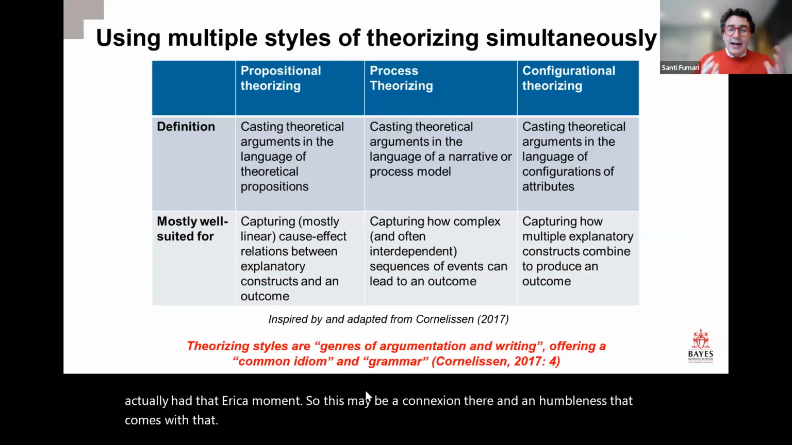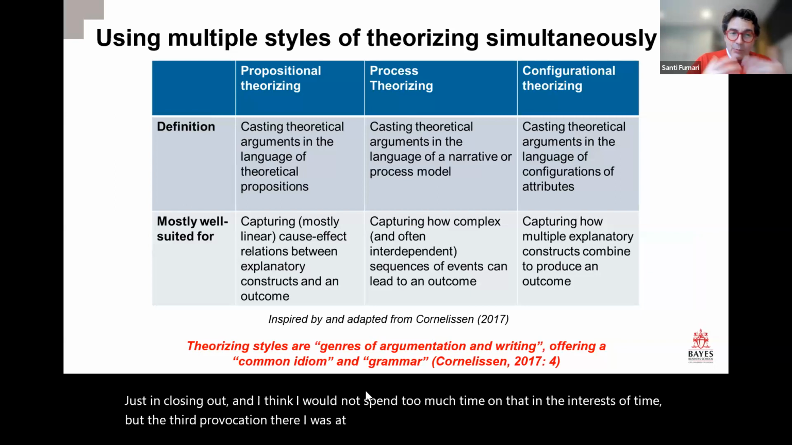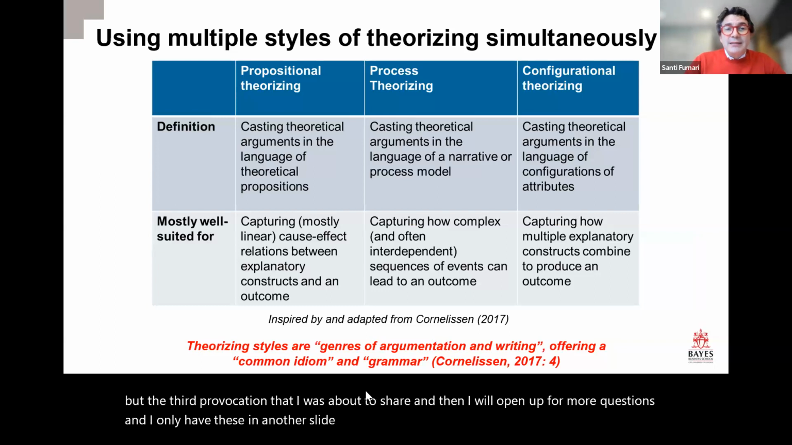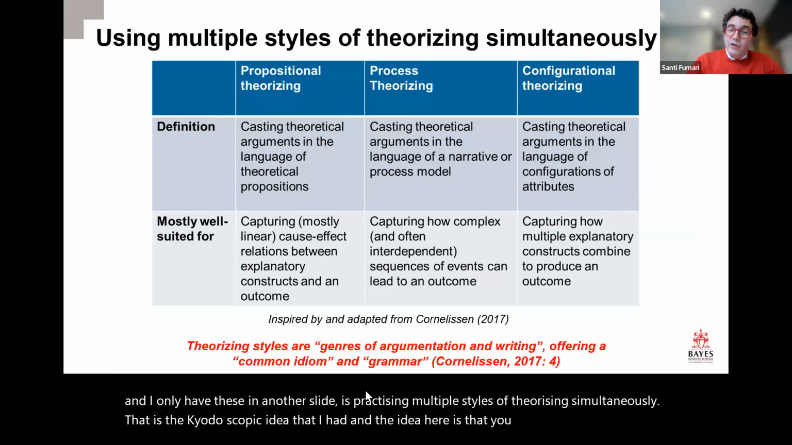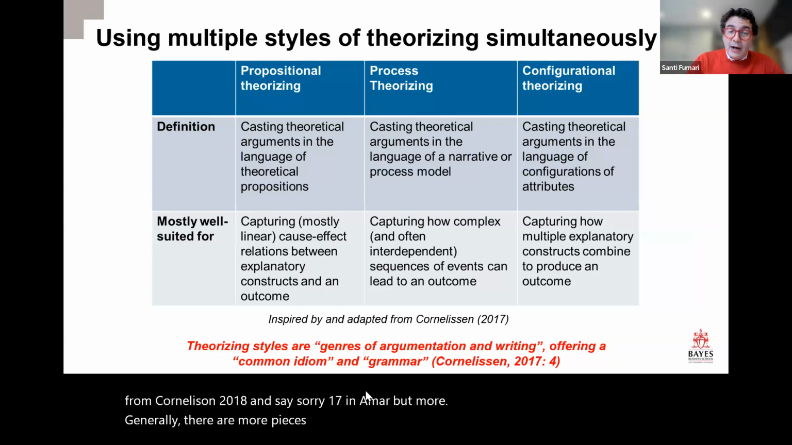Just in closing, and I will not spend too much time on that in the interest of time, but the third provocation that I was about to share, and then I will open up for more questions, I only have these in another slide, is practicing multiple styles of theorizing simultaneously. That is the kaleidoscopic idea that I had. And the idea here is that you can think, and this is drawn from Cornelissen '17 in AMR, but more generally, there are more pieces in Organization Theory, the journal, like what good theory is and what theory is and what it could be.